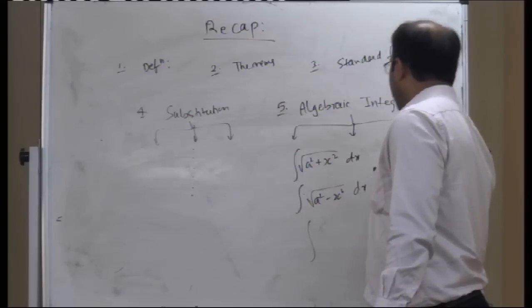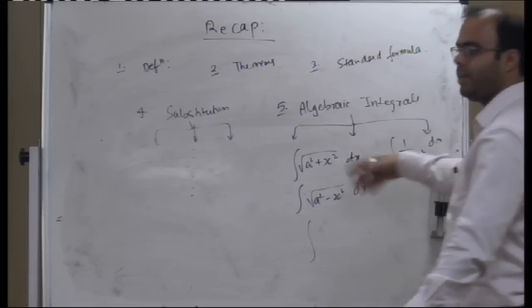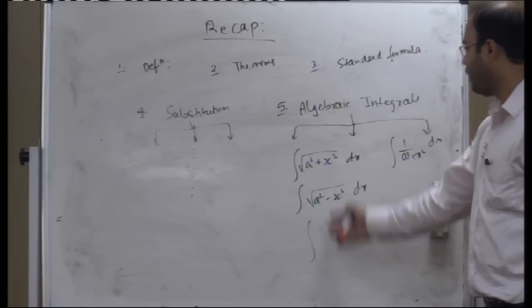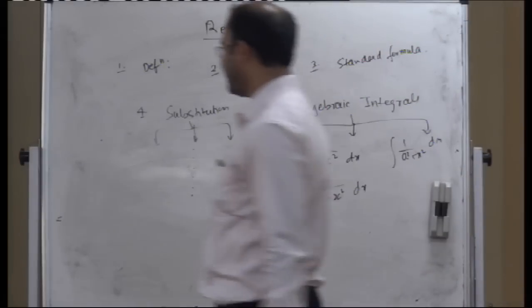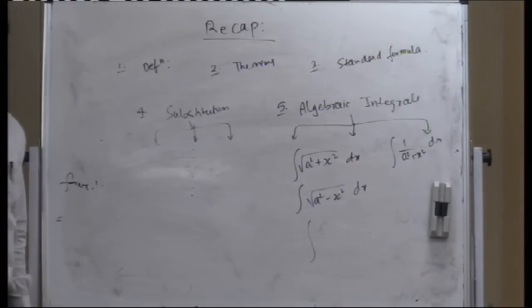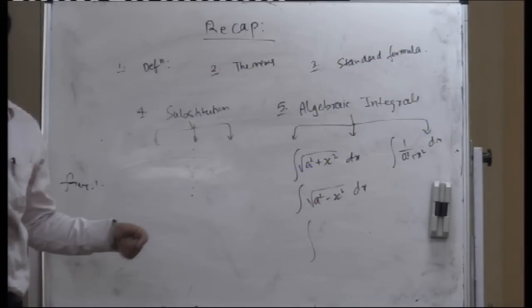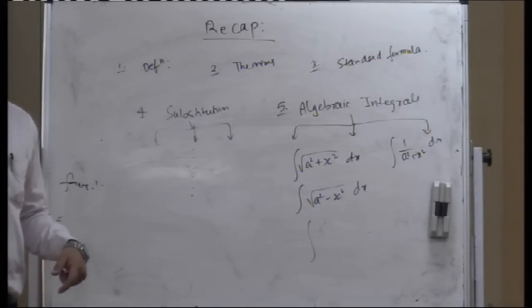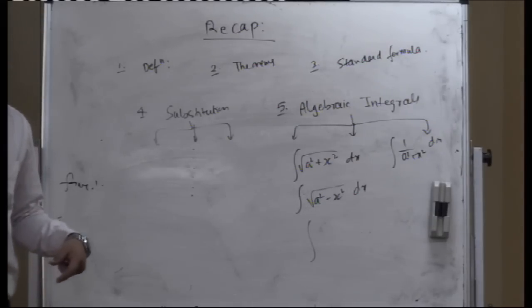Then we have 1 by a square plus x square dx, and similarly we have many other formulas, 1 by root over a square plus x square, a square minus x square. Now in algebraic integrals we study a few forms, starting from the beginning. You have to remember each form, that is quadratic, then linear by quadratic or multiplied with quadratic, then quadratic by quadratic or quadratic into quadratic, all the three forms.